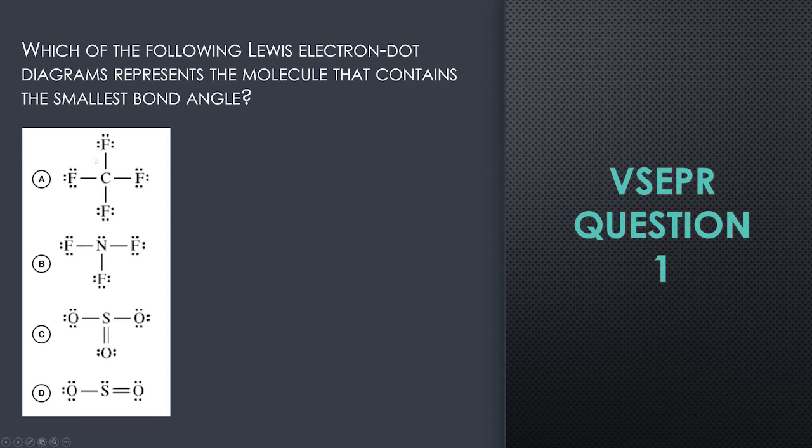But if you notice the difference between A and B, this domain is not a bonding domain. It's two valence electrons. So as you hopefully know, the two electrons have a higher repulsion than a normal bonding pair. So it will make the space between these bonding pairs smaller than these ones. So by that, B has a smaller bond angle. So the answer is B.